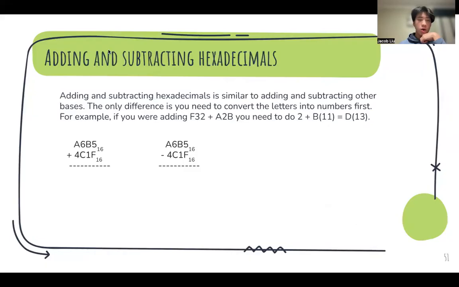Okay. Now we'll go on to adding and subtracting hexadecimal numbers. Adding and subtracting hexadecimal numbers is very similar to adding and subtracting other bases, except the only difference is that you need to convert the letters into numbers. No, actually, you don't even need to convert the letters. So you have two ways. You can first convert the letters into numbers, or you can just count. So I prefer the counting. What this means is this.